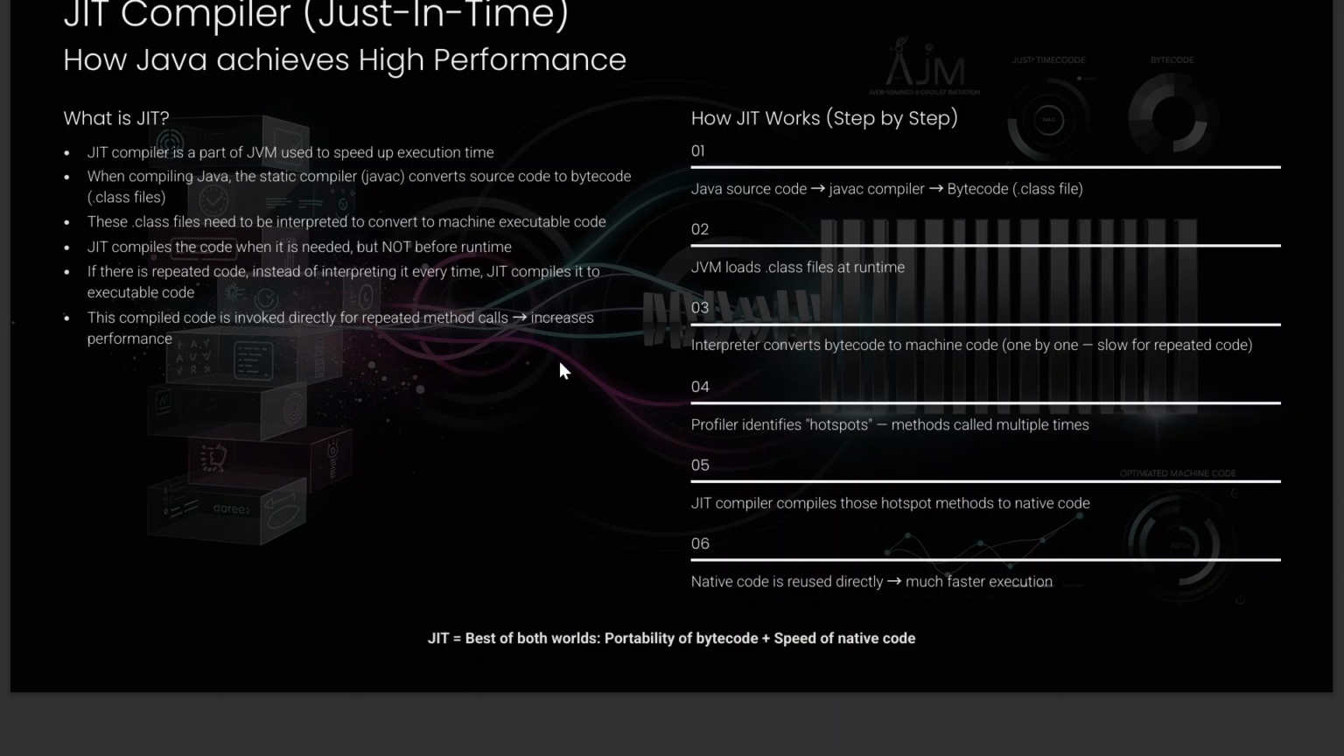And now comes the most important point. What is a JIT compiler? JIT compiler is the just-in-time compiler, and using this, Java achieves high performance.